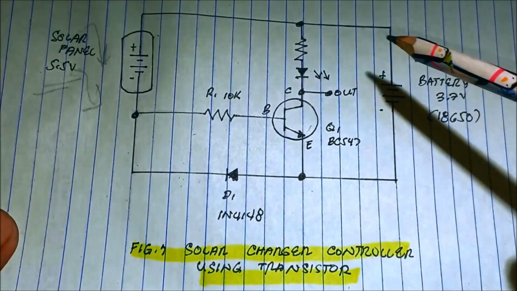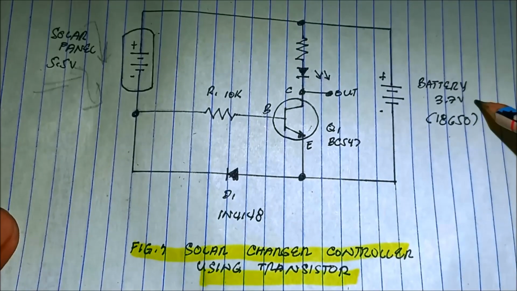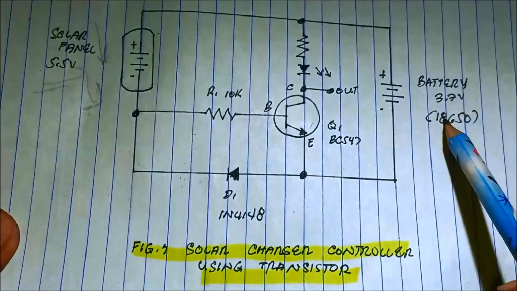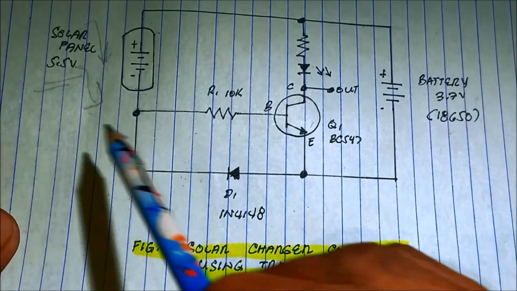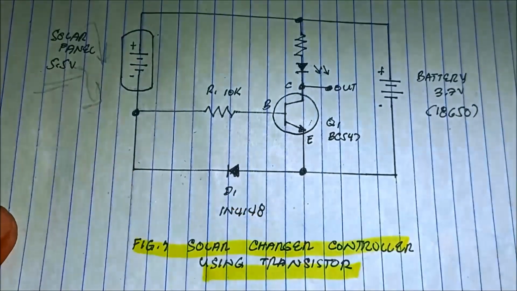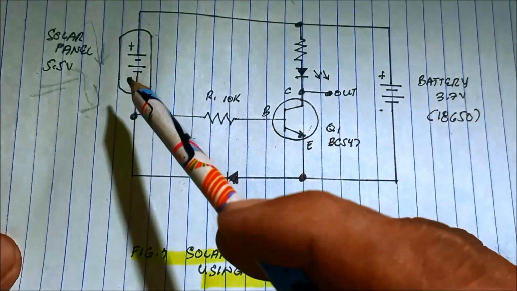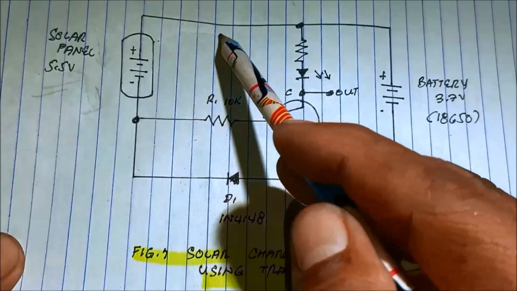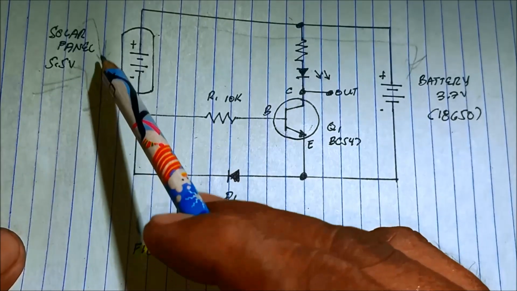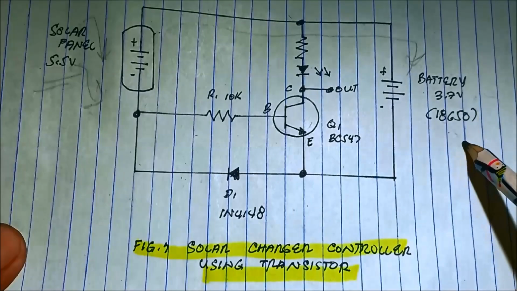And in our figure, we have the battery, 3.7 volts. So there is a potential difference between the two: a battery with 3.7 volts and a solar panel with 5.5 volts. So if there's a potential difference, it will charge the battery, because the solar panel voltage is greater than the battery.